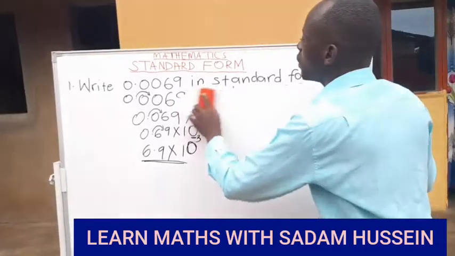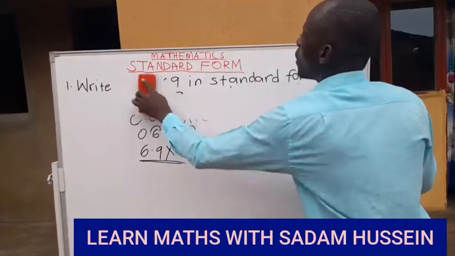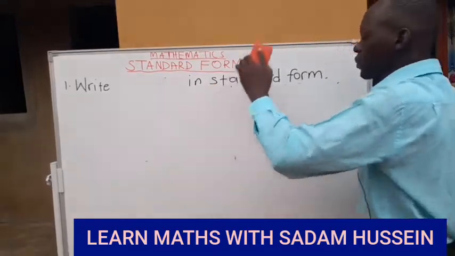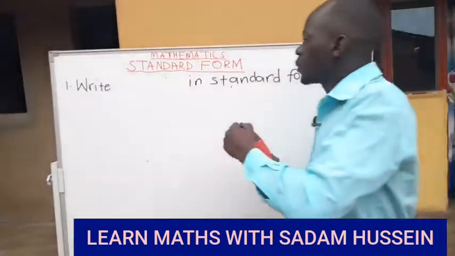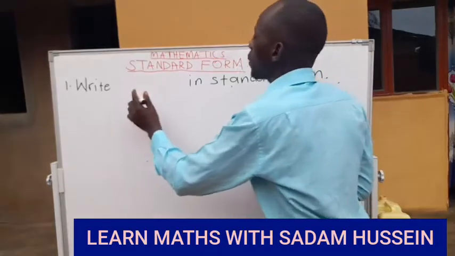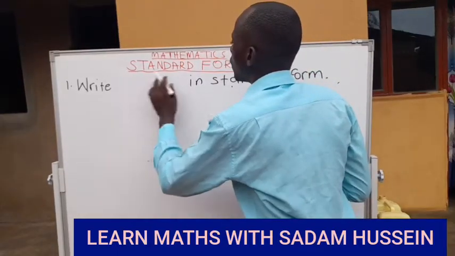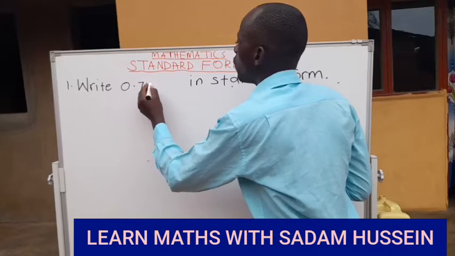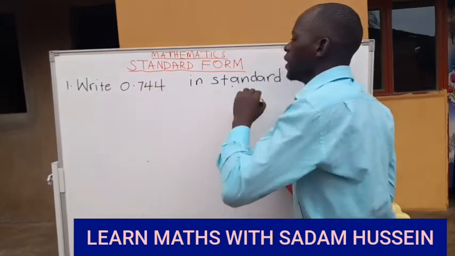Now, let us look at this. What if the number looks like this? They are saying write 0.744 in standard form.